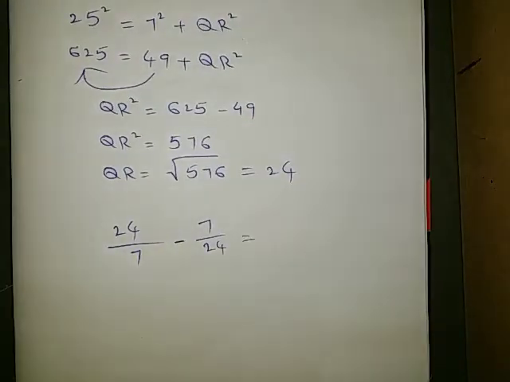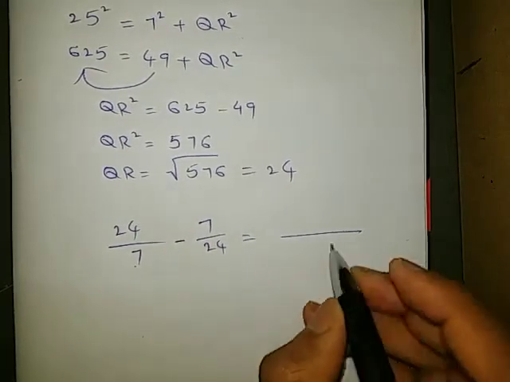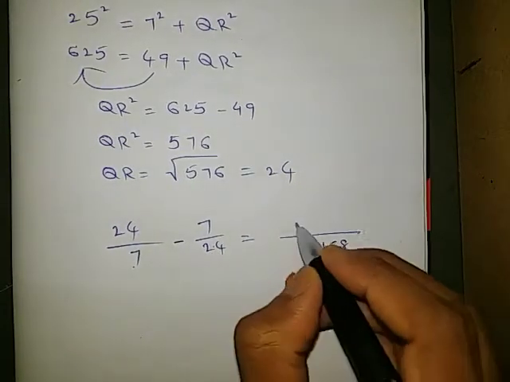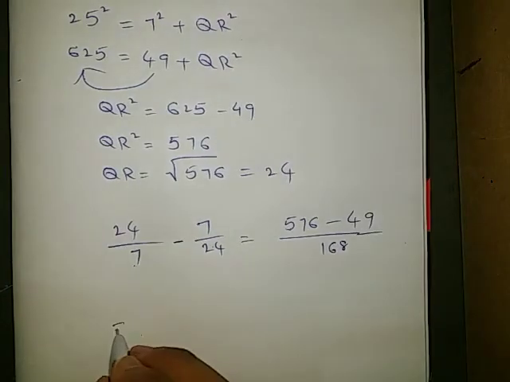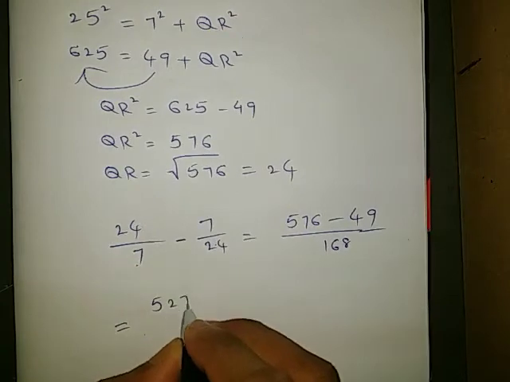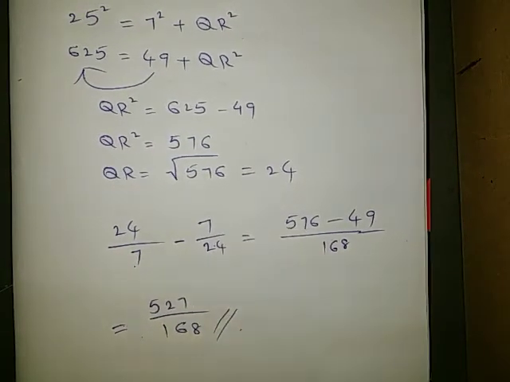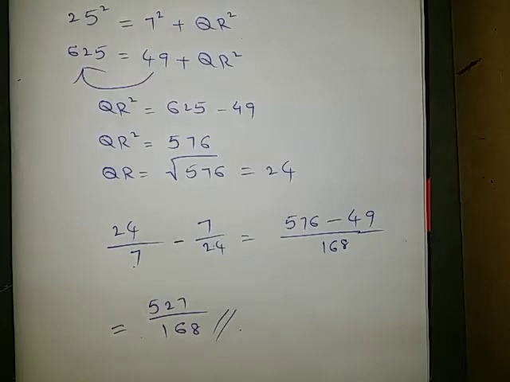Here both the denominators are different. So let us make the LCM. 24 into 7, 7 4s are 28, 8 to 168. 24 into 24 is 576 minus 7 into 7 is 49, which is equal to 527 divided by 168. This is the value of tan P minus tan R. Okay, let's move to the next question.